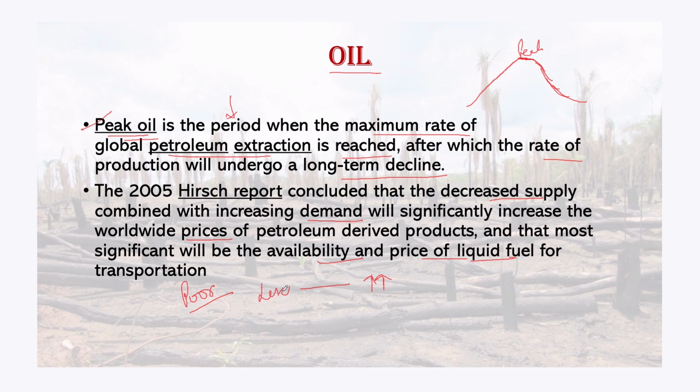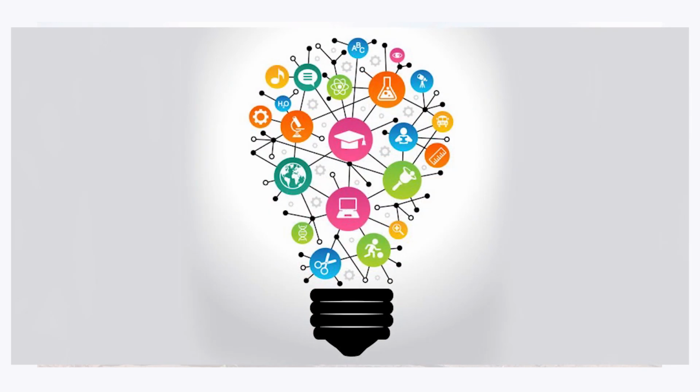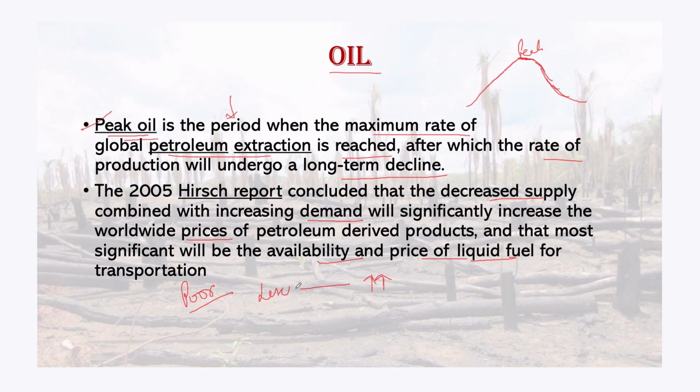As peaking is approached, liquid fuel prices and price volatility will increase dramatically, as I told you, and without timely mitigation, the economic, social and political cost will be unprecedented. Viable mitigation options exist on both the supply and demand sides, but to have substantial impact, they must be initiated more than a decade in advance of peaking.